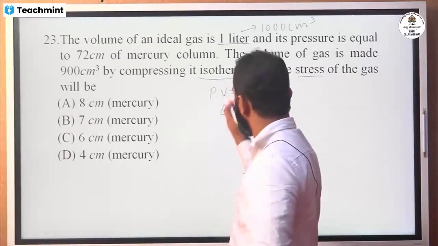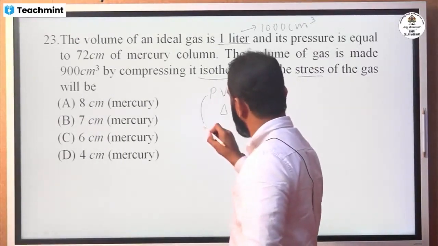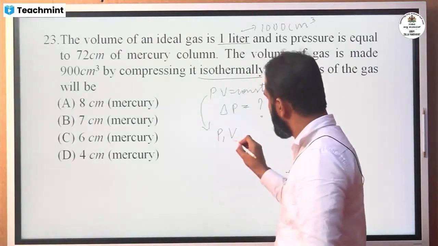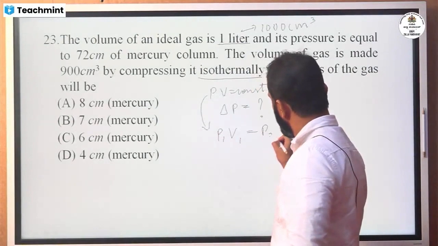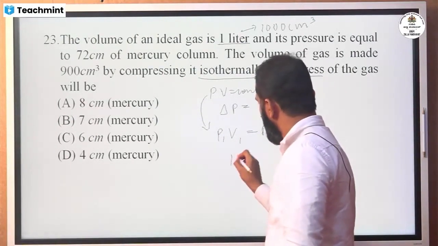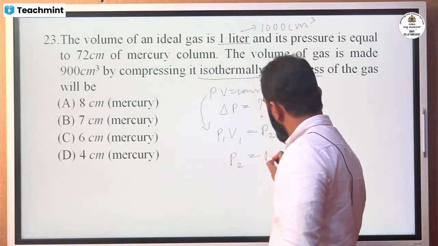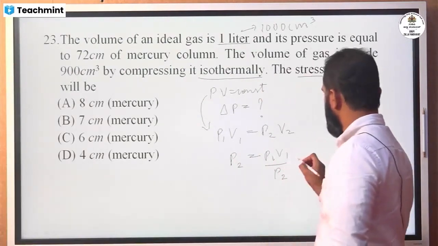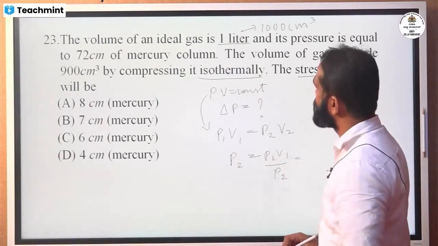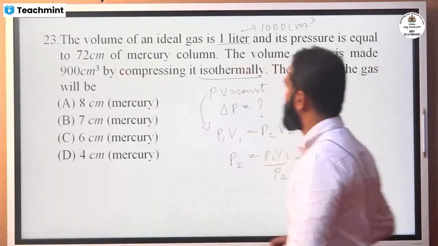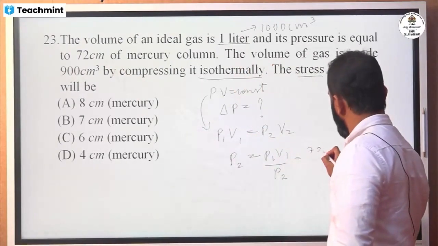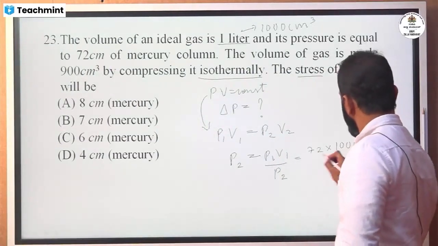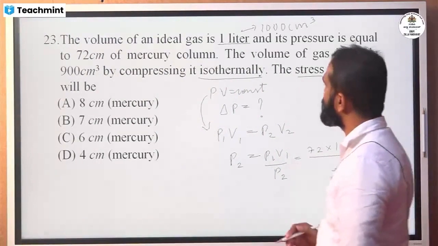To find delta P, first we need to find the final pressure. Let's use the isothermal equation. Let's write P1 V1 is equal to P2 V2. So we can write P2 is equal to P1 V1 divided by V2. Let's substitute. Initial pressure is given as 72 centimeter of mercury, so 72 into initial volume 1000, divided by the final volume.